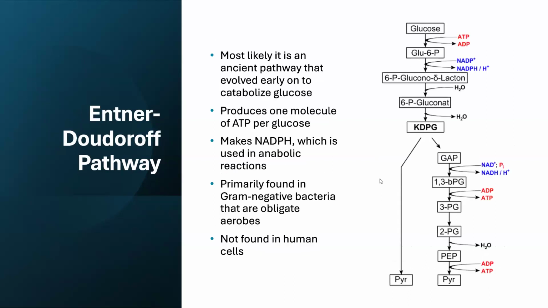Then there's the Entner-Doudoroff pathway. Again, very similar to the normal glucose glycolysis pathway. This is thought to be an ancient pathway. It only produces 1 molecule of ATP per glucose, as opposed to the 2 molecules of ATP per glucose that we get from the regular glycolysis pathway, or the classical pathway. It also makes NADPH, which can later be used in different anabolic processes. And it's primarily found in gram-negative bacteria, specifically obligate aerobes, not found in humans.